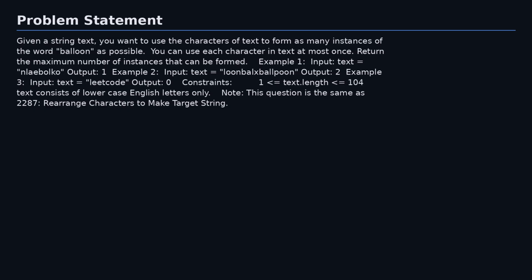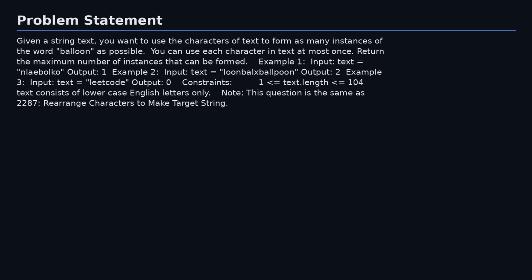So, the problem states that we have a string of characters, and we need to find the maximum number of times we can form the word balloon using those characters. For example, if the input string is "loon ball x ball poon", we need to count how many times we can form the word balloon using the characters in that string.